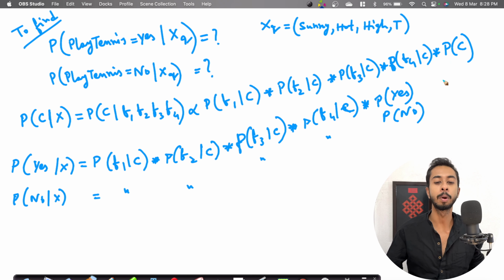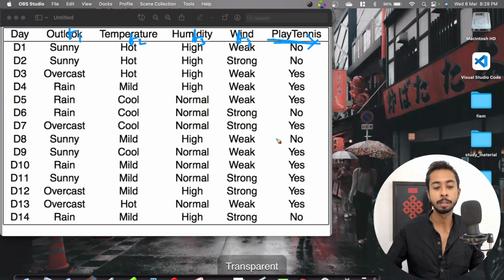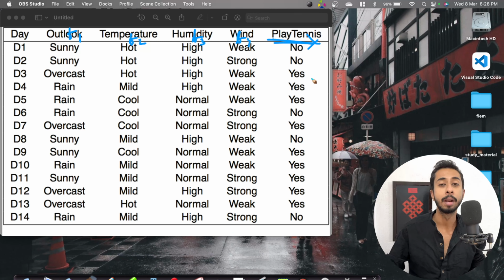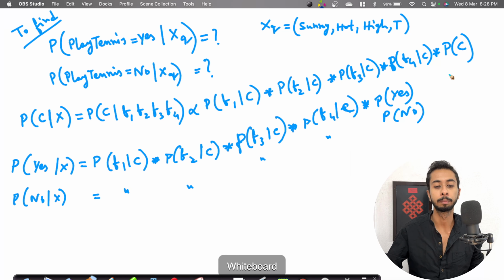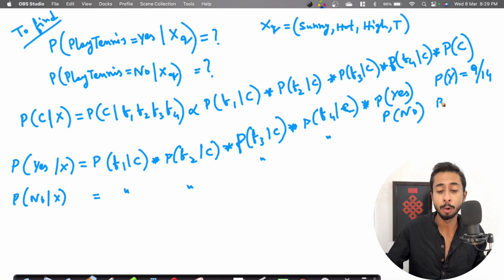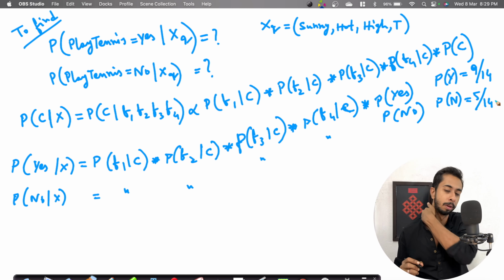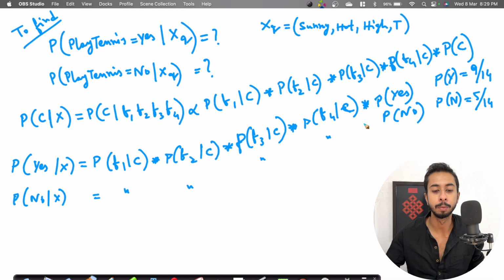Okay, so what is the probability of yes and the probability of no? You can get it from the dataset itself. See how many yeses are present. Here you will see 9 yeses are present out of how many data points? 14 data points. So the probability of yes is 9 by 14, and the probability of no is obviously 1 minus that, so 5 by 14. Okay, so we got these two values.